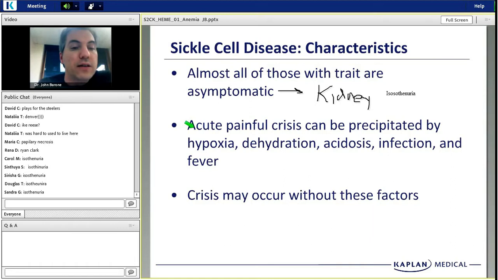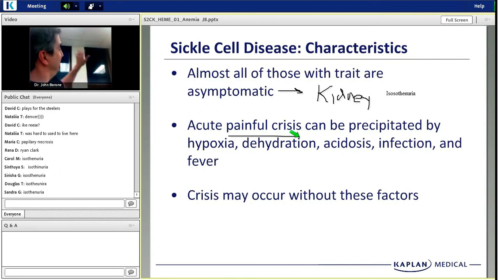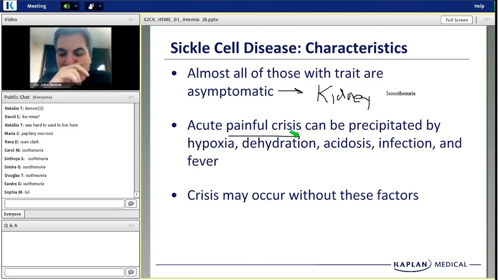So in sickle cell disease, they get episodes of these acute, painful crises. Painful because the sickle cells are stuck in your bones and your joints. It gets stuck in your bone and your joints. That's going to hurt. You're going to be bent over. Your bones are ischemic. Your joints, they're going to hurt. Bones and joints. This is a painful crisis.